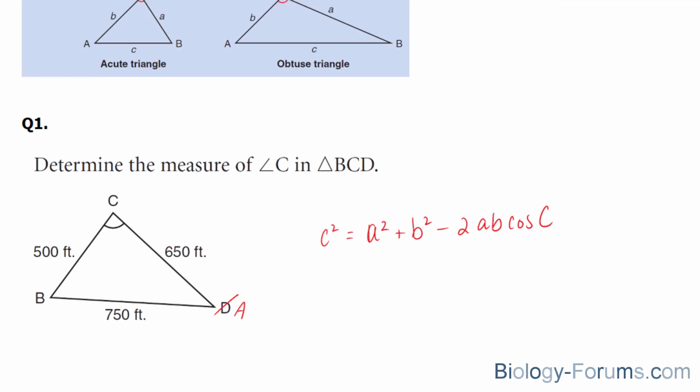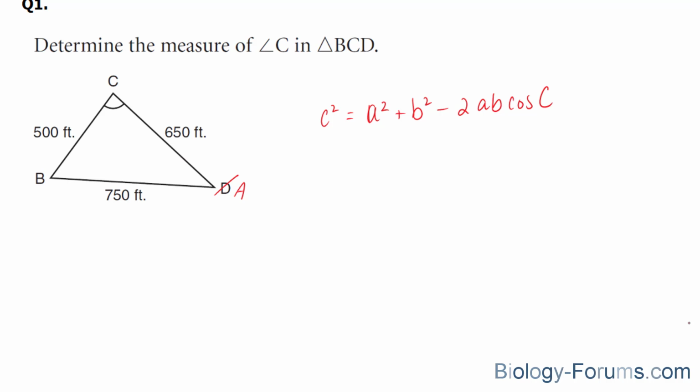That said, we can now plug and play. We know that angle B has the side length of 650, which is the small b. And the small a is 500 and the small c is 750. So let's place those values into our formula. 750 squared equals 500 squared plus 650 squared minus 2 times 500 times 650 cosine big C, which is what we're looking for, our target.